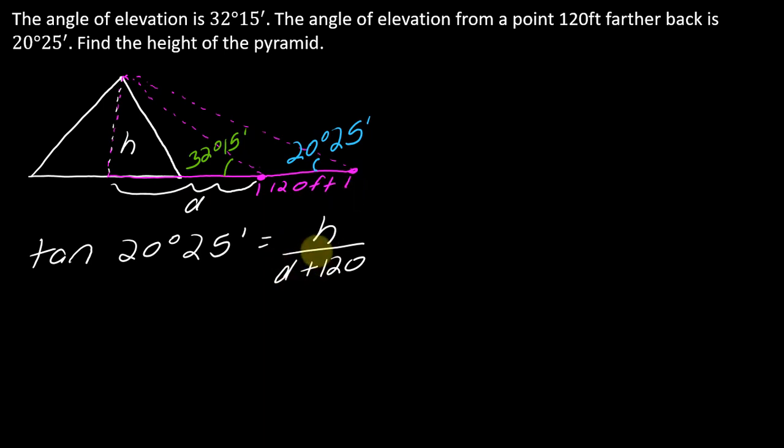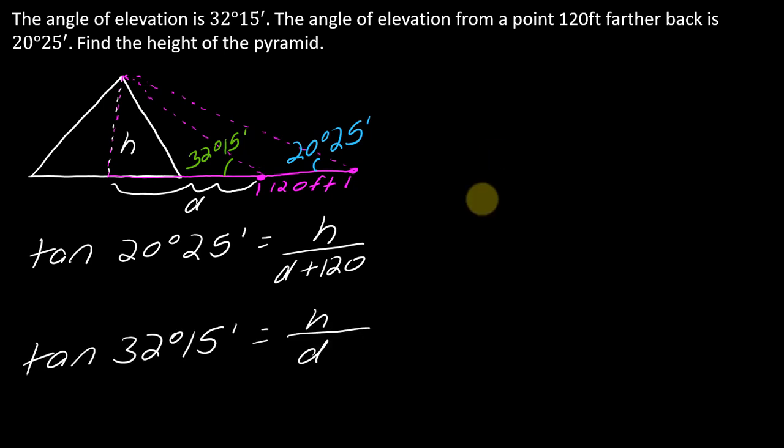So remember, we're trying to set up a system. A system will have two equations. So now moving on to the smaller triangle. So once again, I want you to take a second to pause the video and set up the second trig function here. Okay, so the second trig function is going to be 32 degrees and 15 minutes. So it's still tangent, right? And then I've got this opposite over the adjacent side. So now I've got two equations, and I want you to notice, so it is a system. I've got two equations and two variables.